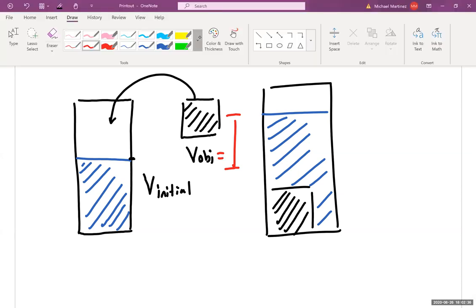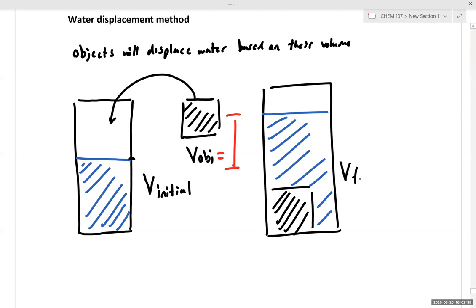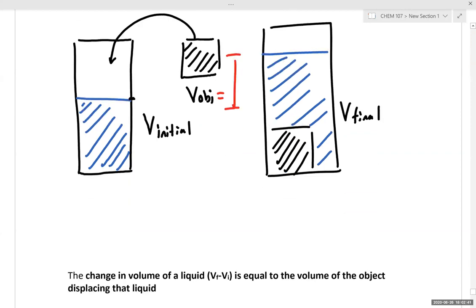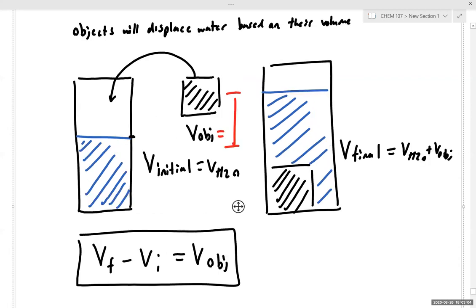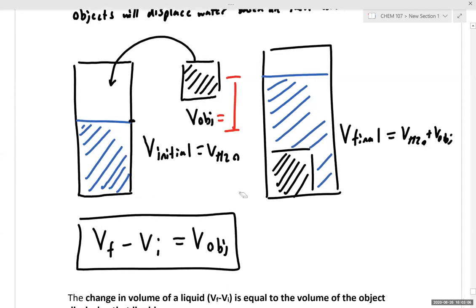So in order to calculate the volume of our object, we take our final volume minus our initial volume. So V final minus V initial is equal to the volume of our object. And that's because our final volume is equal to the volume of water plus the volume of our object. So this allows us to calculate the volume of any object that can be placed in water via water displacement. Does that make sense to everyone? Does this picture make sense?